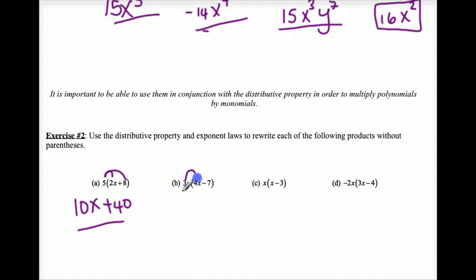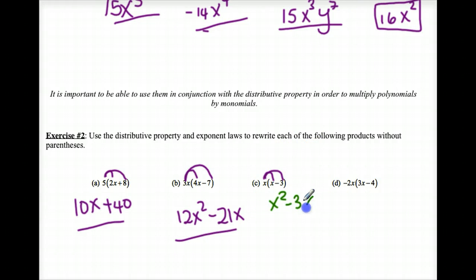Same thing here. I won't just take the 3x to the 4x, but I'll also take it to the 7. 3 times 4 is 12. x times x is x squared. Minus 7 threes is 21. And then there's that x. That's my final answer. It goes to every term. Every term. So this becomes x times x is x squared minus 3x.